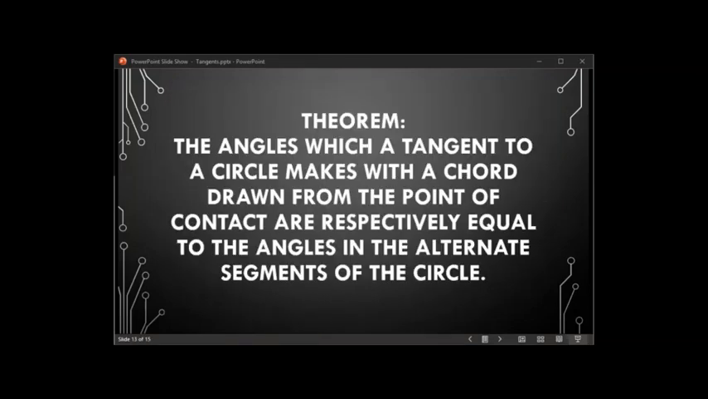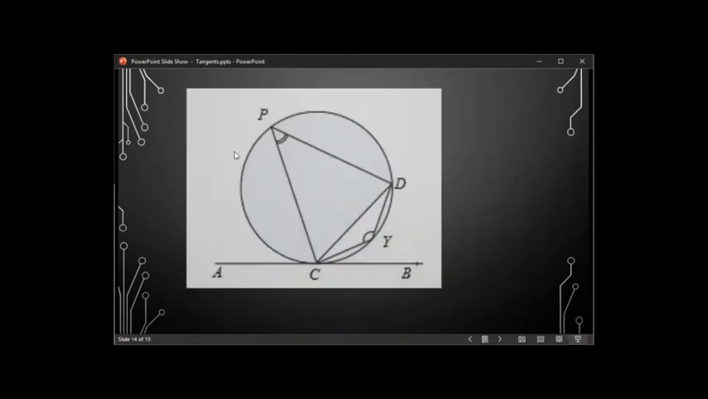Okay, so we have another theorem here. This theorem says the angles which a tangent to a circle makes with a chord drawn from the point of contact are respectively equal to the angles in the alternate segments of the circle. We'll look into a diagram and see what this actually means. This theorem is shortly known as the angles of the alternate segment.